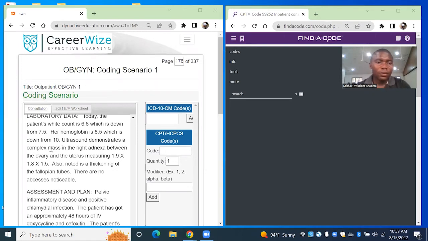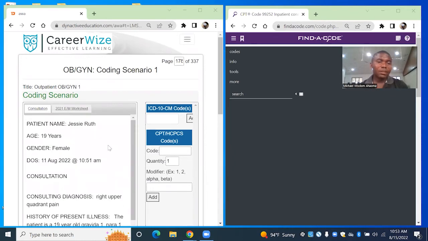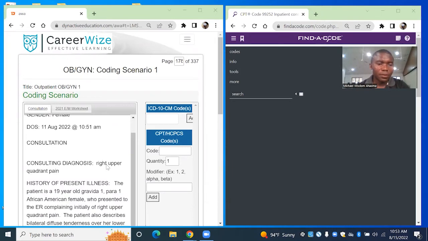Here we have a patient by the name Jessia, a 19-year-old female, who came for consultation today. The consulting diagnosis is right upper quadrant pain.